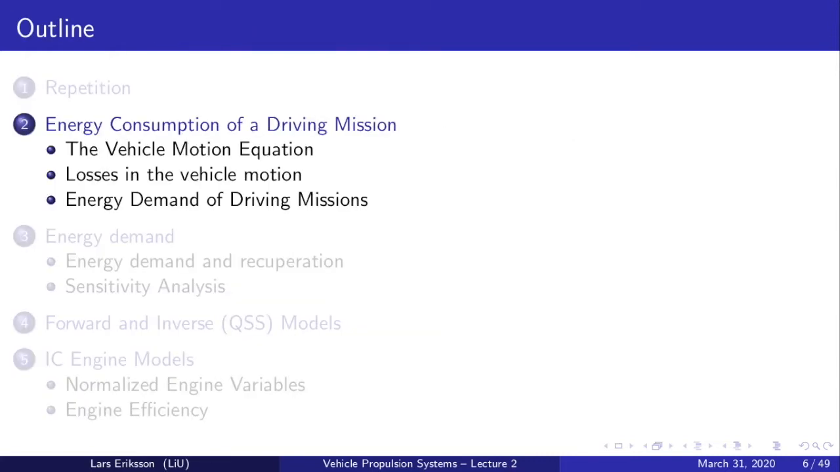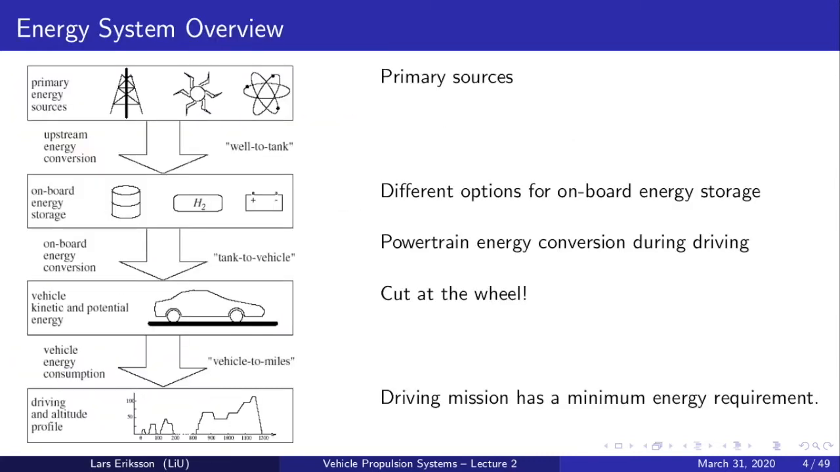Now we'll go to the energy consumption of a driving mission. For the future analysis, we will look at the cut at the wheels. So we will look at what a vehicle requires from the driving cycle. And when we make this cut at the wheels, we're not thinking about how the vehicle is configured internally. We're not thinking about whether we're using an electric machine or a combustion engine to propel the vehicle. So the cut at the wheel will be important for the analysis to come.